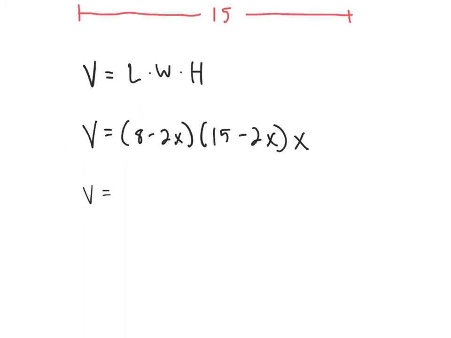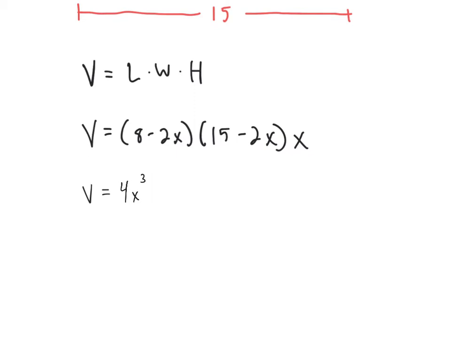Okay. All right, so if we FOIL all this out, we get minus 60x, minus 32, minus 92, and then 150. Wait, 120x.